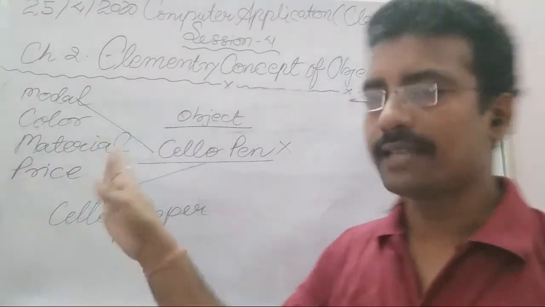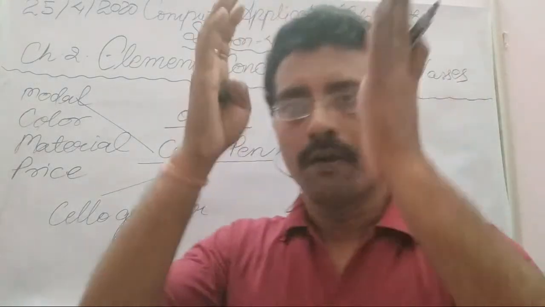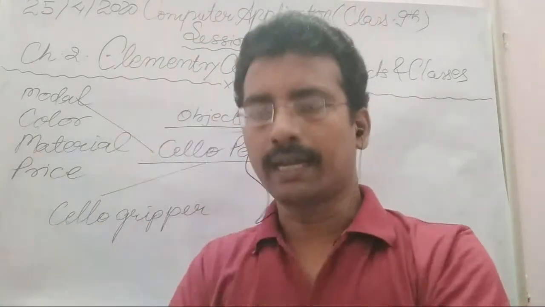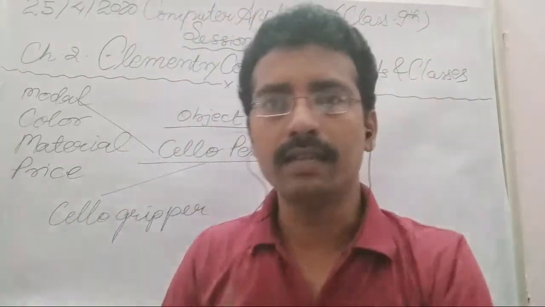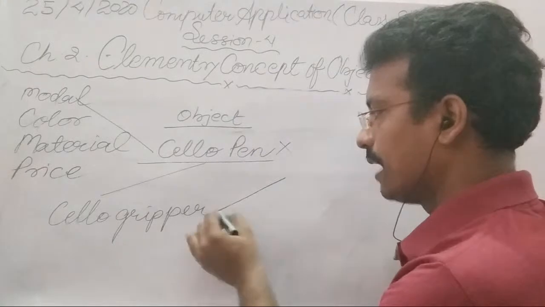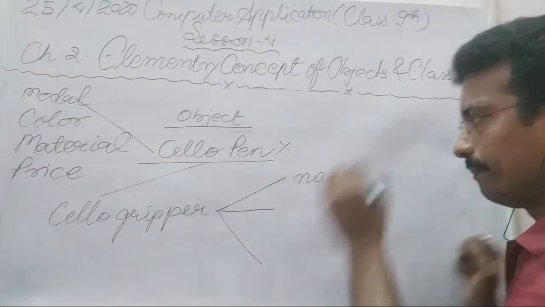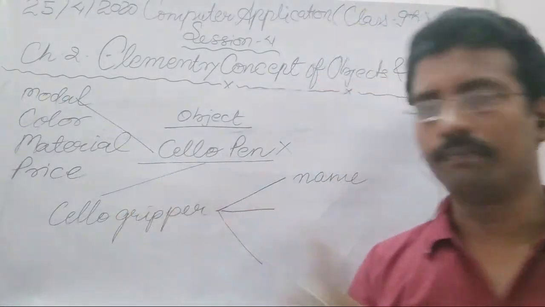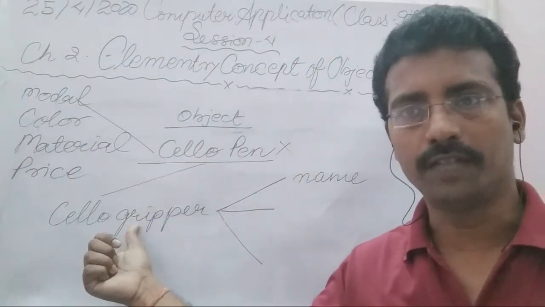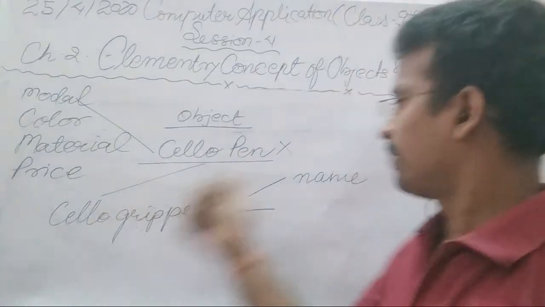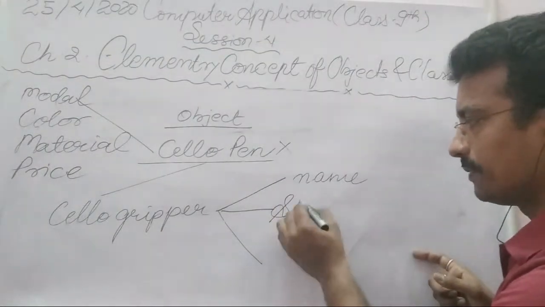So object categorizes all these features in three parts. Means whatever features are coming under object, whatever the class defines, those features are categorized in three parts. If I take the example of Cello Gripper, first there will be some name of that particular object. Cello Gripper is the name of the object of this class. Yes or no? Clear? This will have some state.